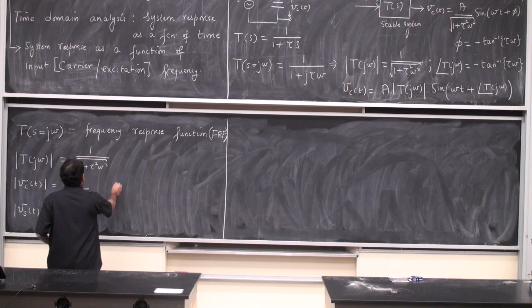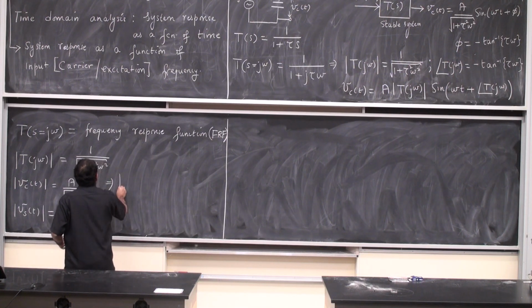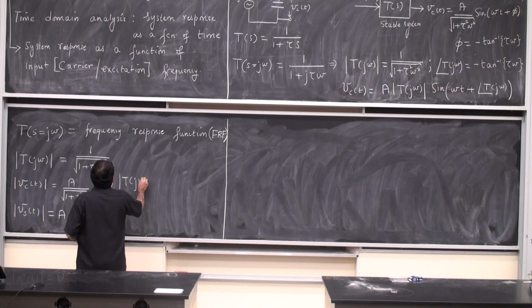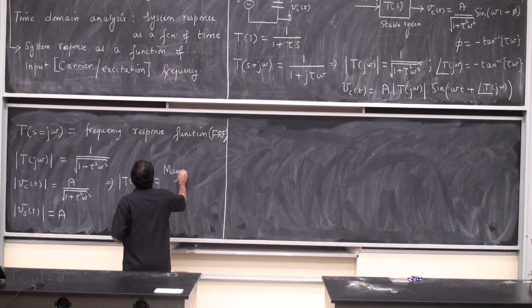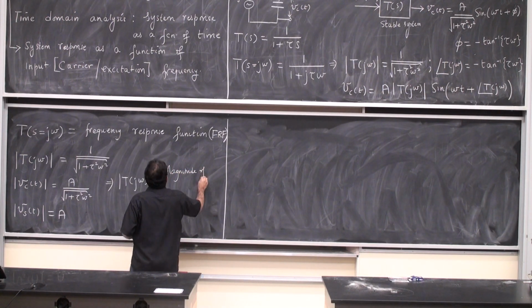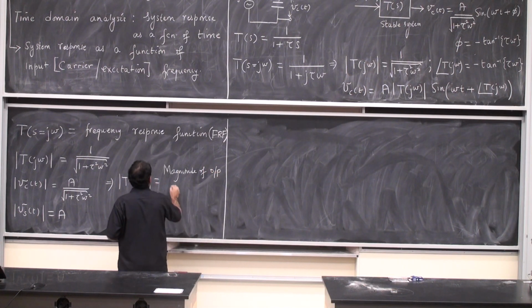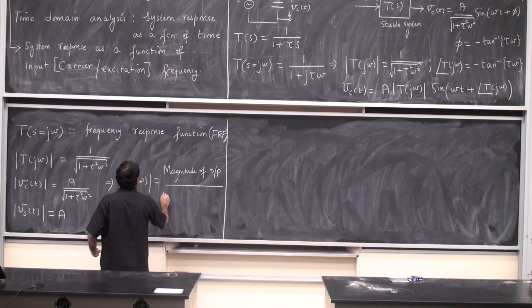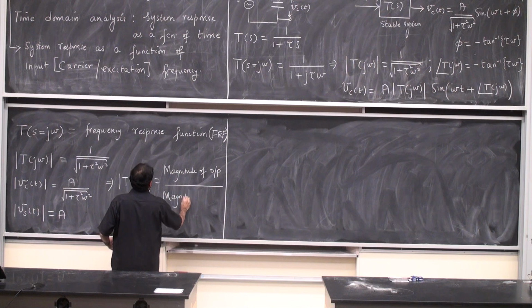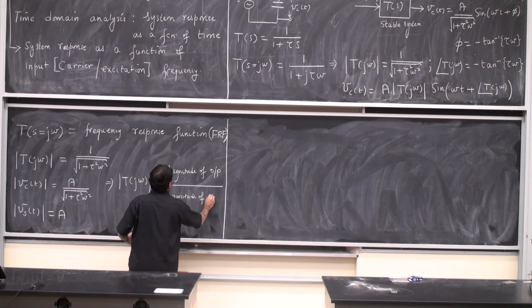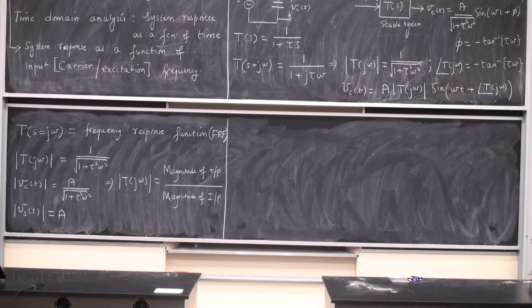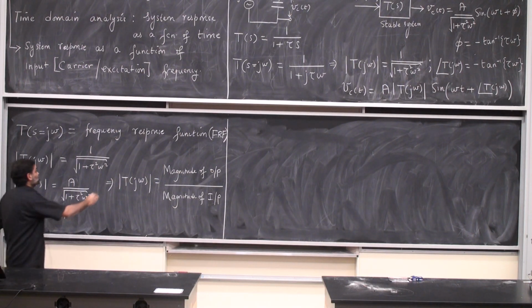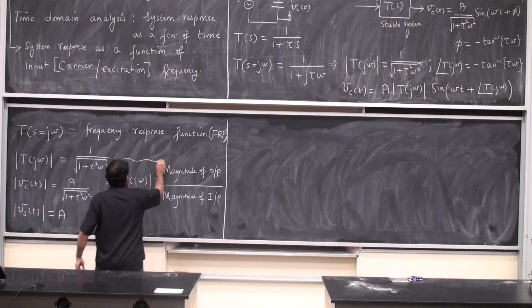Okay, so I'm going to write this down here. The magnitude of the output divided by the magnitude of the input is the magnitude of the frequency response function, and this is called the system gain.